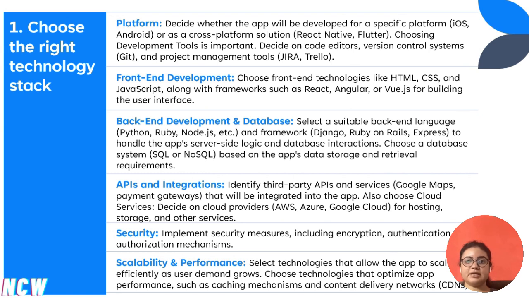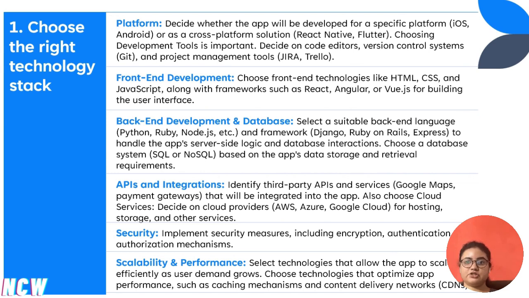The third is back-end development. For back-end development, select suitable back-end languages like Python and Ruby, and frameworks like Django and Ruby on Rails. For databases, you can choose SQL or NoSQL based on the app's data storage and travel requirements. For API integration, you can use location services like Google Maps. For backend infrastructure, you can use AWS or Google Cloud to create a robust and scalable backend architecture.